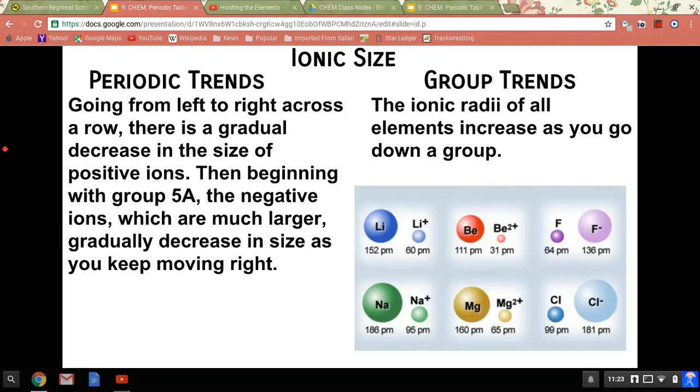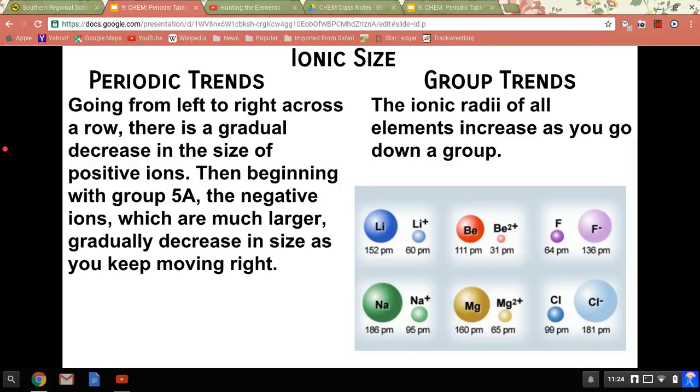There is a general trend, no matter if it is a cation or if it is an anion, with the size of the ions as you go across a period and down a group on the periodic table. Going from left to right across a row, there is a gradual decrease in size of the positive ions, and then when they switch to negative ions, there's another general decrease in size. So depending on where you're looking on the periodic table, whether it's at the metals or the nonmetals, remember metals form cations, there is a slight decrease in size from left to right, and then when it switches over to your anions, there's another slight decrease in size of the ions.